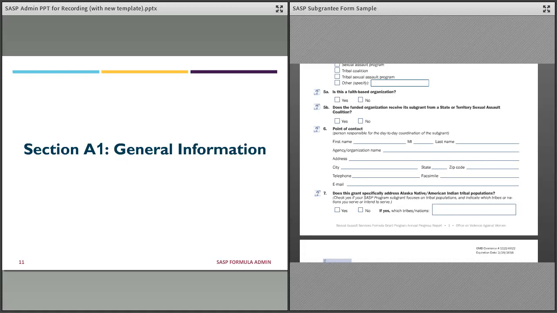In question 7, if the subgrantee specifically focuses on serving tribal populations, then the grantee should list out the specific tribes and nations that the agency is aiming to serve.